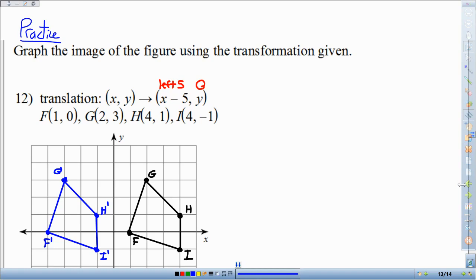So yeah, we will eventually be moving on to, like I said, rotations and reflections. So it'll get a little bit more interesting. But yeah, that's our first type of transformation, translations.